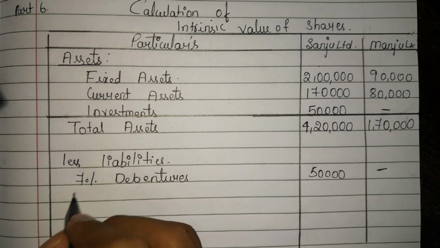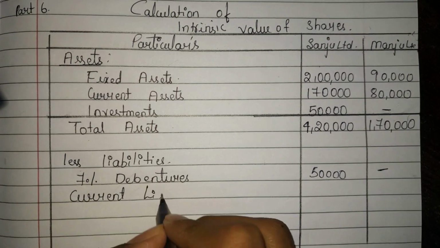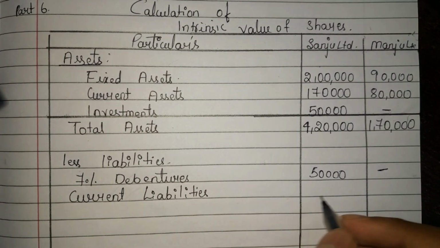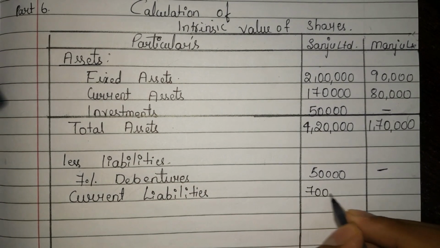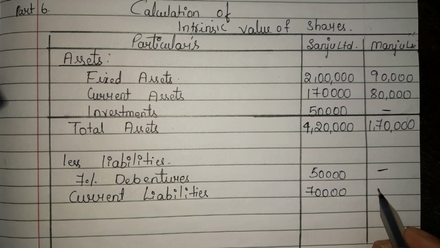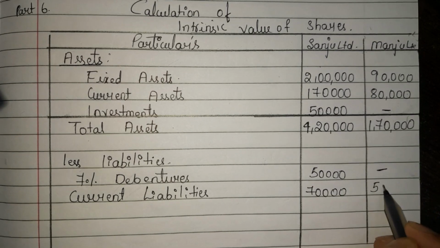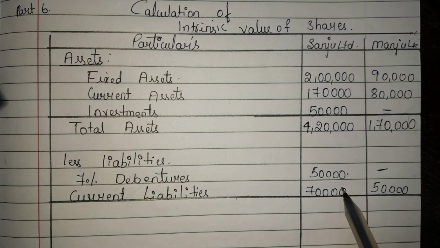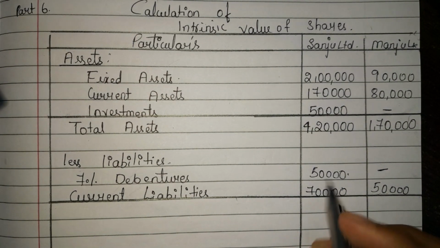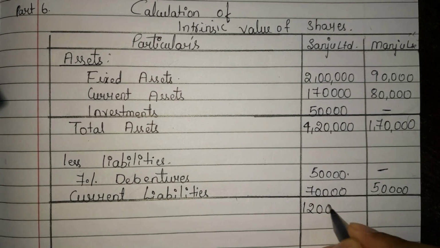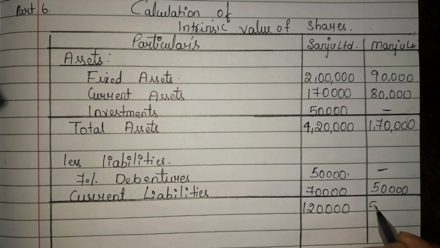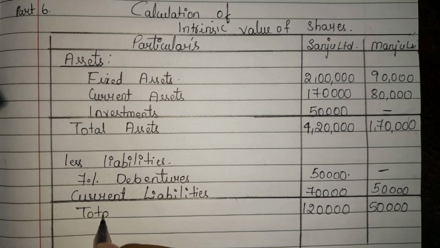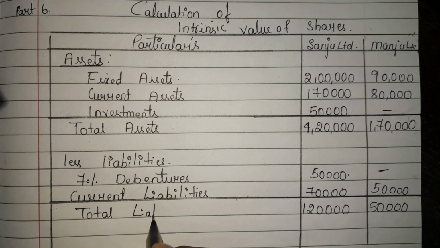Next, what are the current liabilities of Sanju Limited? The current liabilities of Sanju Limited are 70,000. Then Manju Limited current liability is 50,000. Now add 50,000 with 70,000. You will get 1,20,000. 50,000, you write it as it is. What is this? This is total liability.